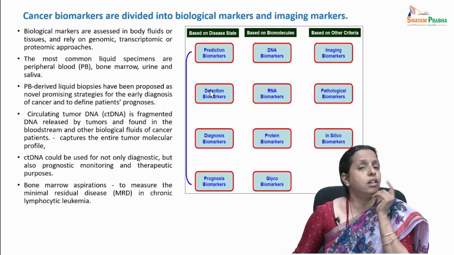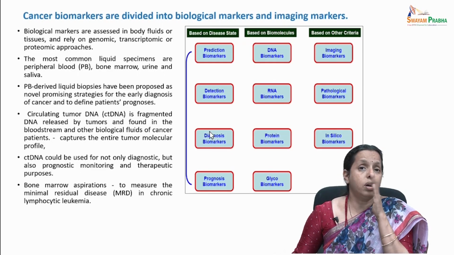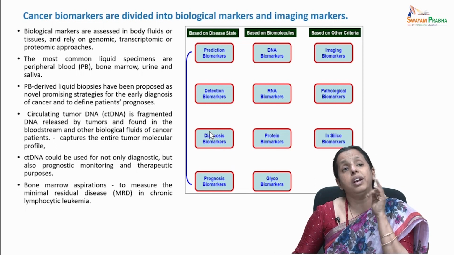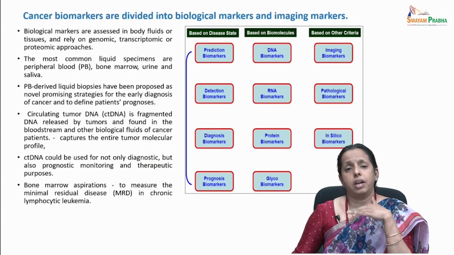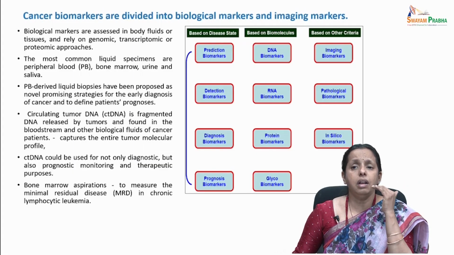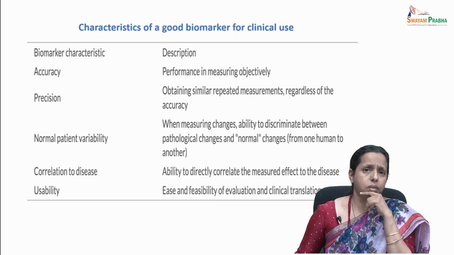Likewise, you have erlotinib and gefitinib for lung cancer. So now, what is the predictive biomarker for them? Your EGFR mutation status. For EGFR wild type, you give one set of drugs. For the mutated ones, erlotinib and gefitinib are given.